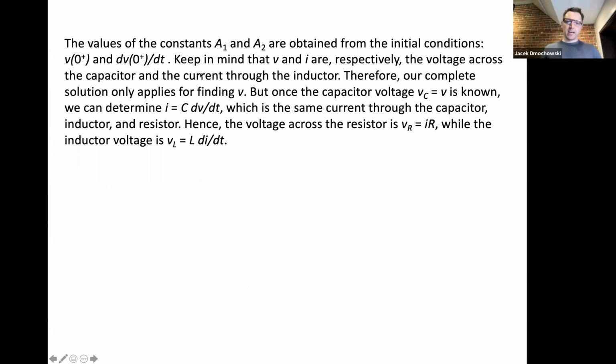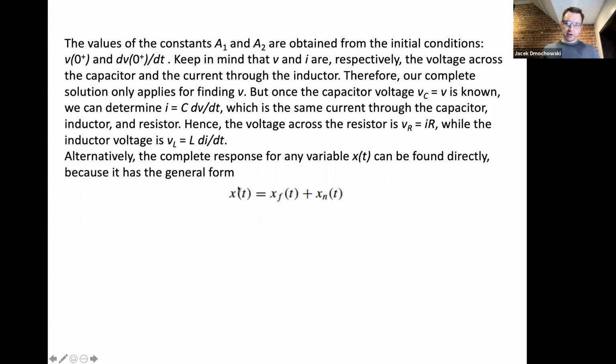And again, notice that here we are solving for the capacitor voltage. So once we know the capacitor voltage, we can get the current through the whole series RLC circuit, and we can get the voltage drops across the resistor and the inductor. But again, as always, you don't touch any other elements until you have a solution for your capacitor voltage. And when we do parallel RLC, you don't do anything until you have your solution for the inductor current.